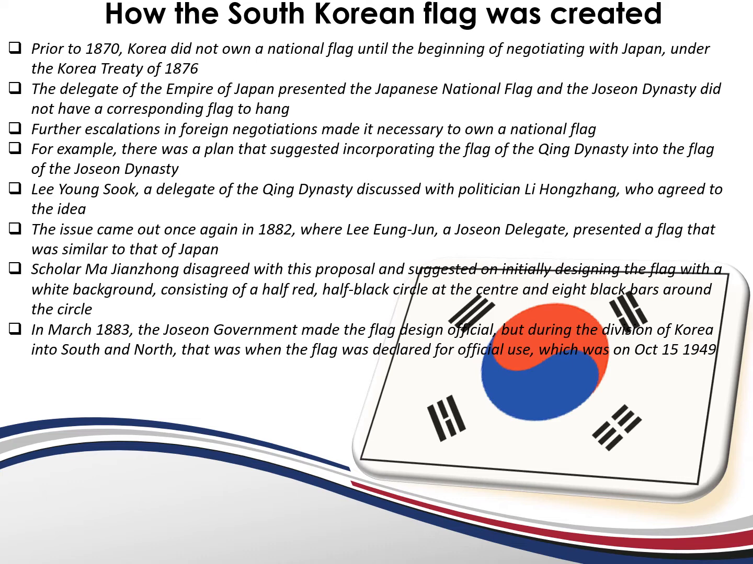Scholar Ma Jianzong disagreed with this proposal and suggested initially designing the flag with a white background consisting of a half-red, half-black circle at the center and 8 bars around the circle. In March 1883, the Joseon government made the flag design official, but during the division of Korea into South and North, that was when the flag was declared for official use, which was on October 15, 1949.